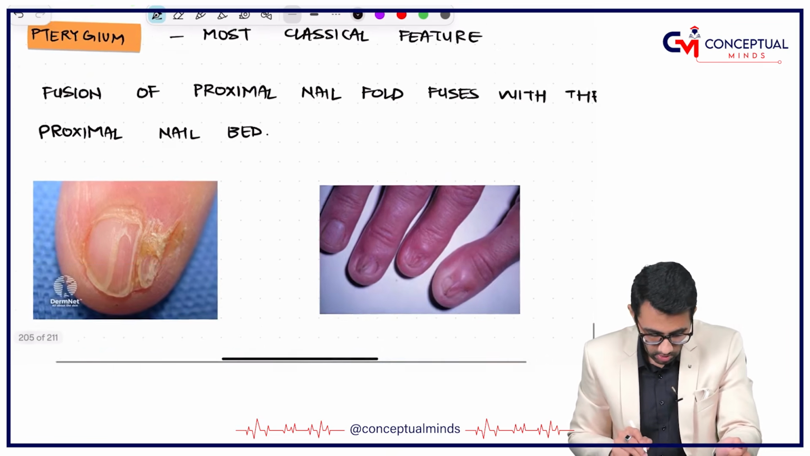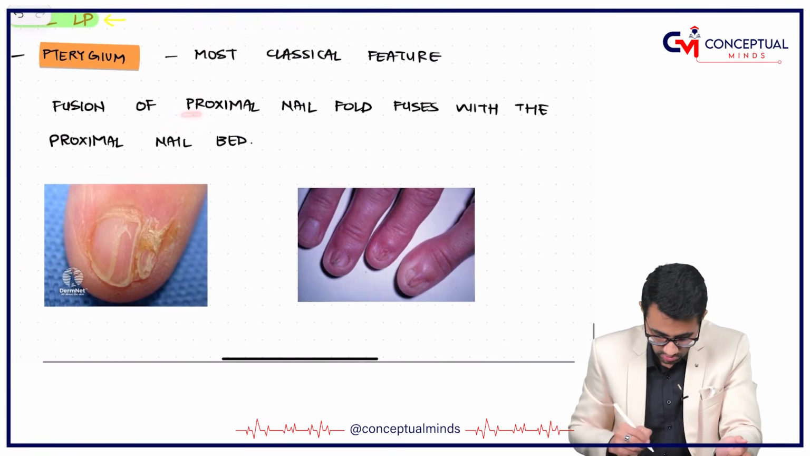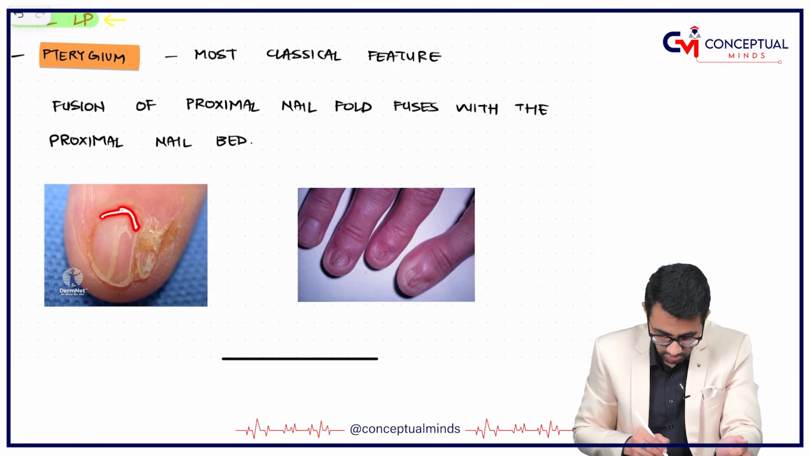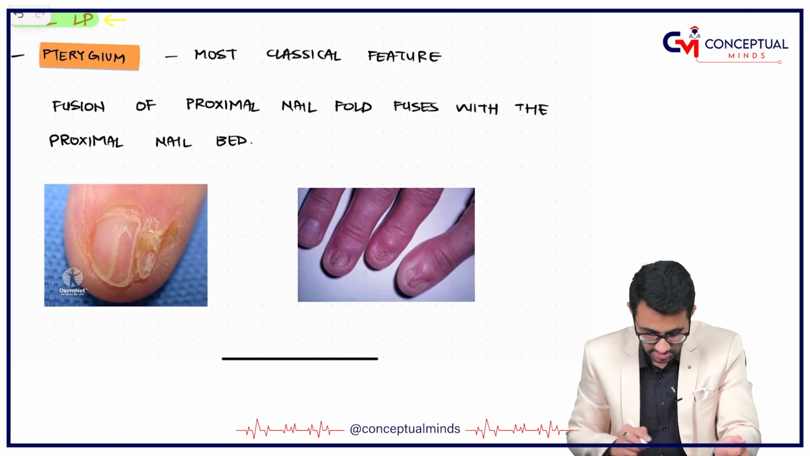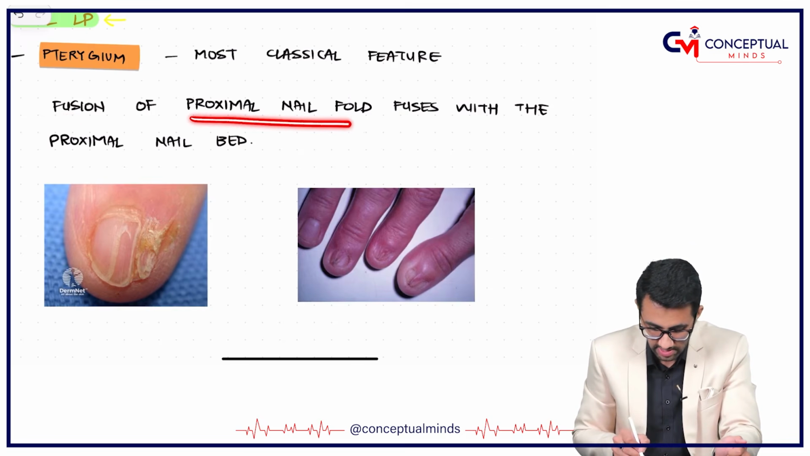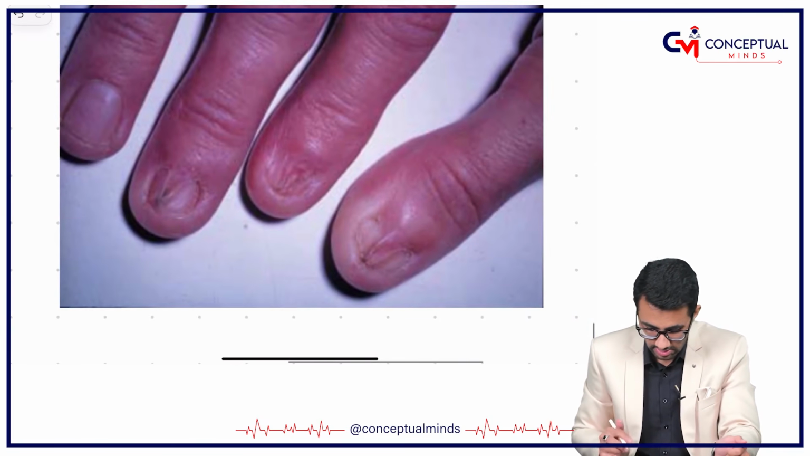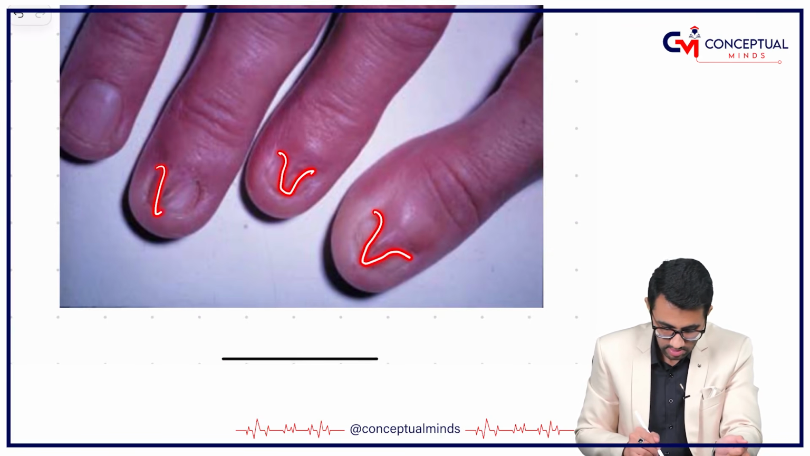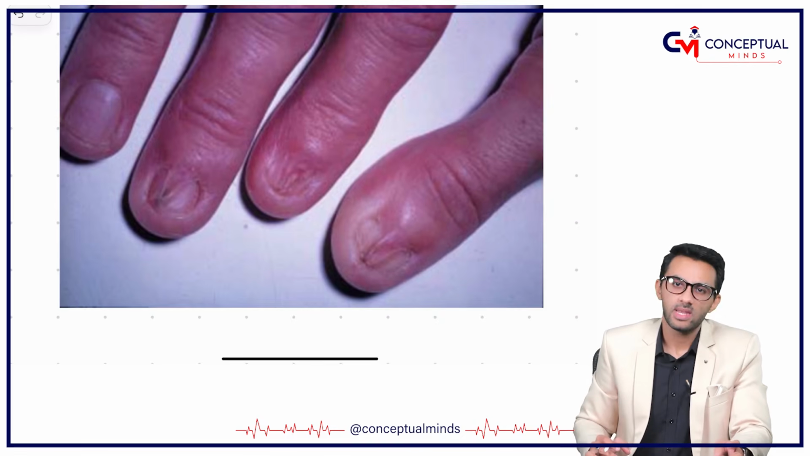Okay, all right. What is actually happening? This is what it is. You can see that the proximal nail fold is fused with the proximal nail bed. As you can see, the image is pretty clear about this. Okay, this is the normal one. All right, that is all about pterygium.